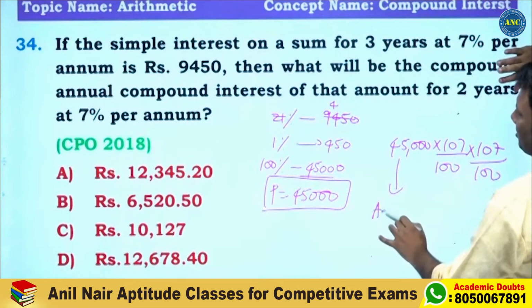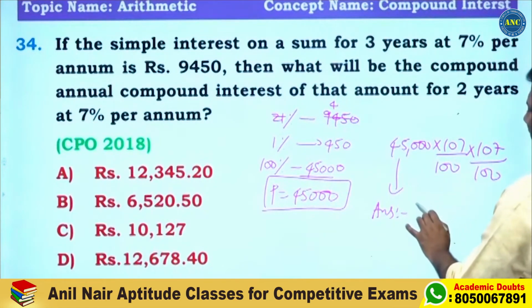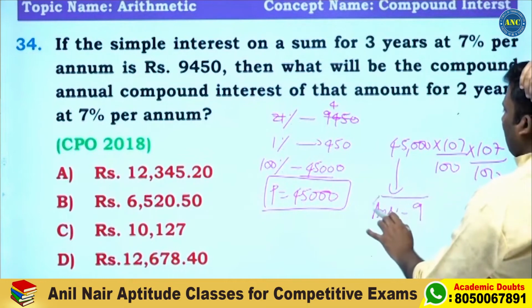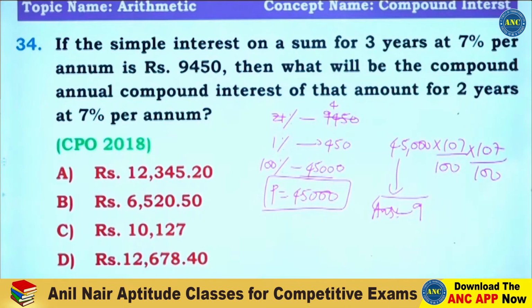45 digital sum is 9. And these answer digital sums. 45,000 into 107 into 107. So this will be, what is the question that he is asking?